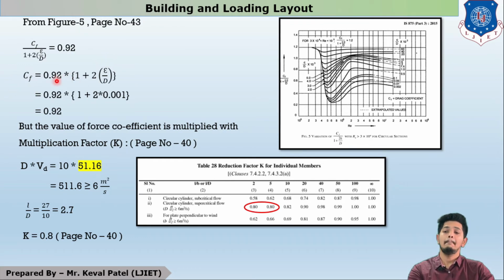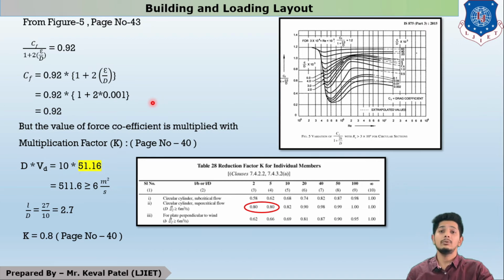CF is equal to 0.92 into 1 plus 2 epsilon by d. Epsilon by d is assumed as 0.001. So I am putting all the values and I am getting CF as 0.92. Now my drag coefficient is 0.92. If I am having drag coefficient CF, I have to still multiply it with K, which is given on page number 40, to get correct CF or modified CF.